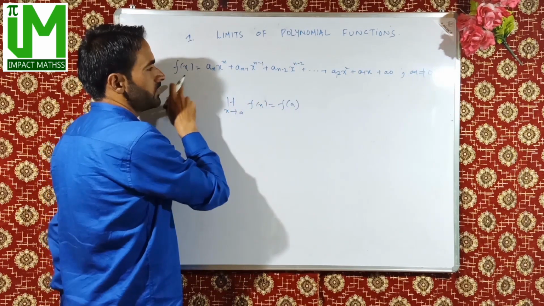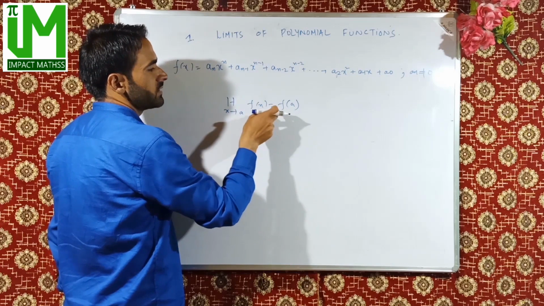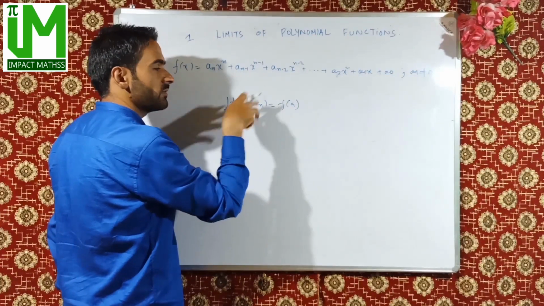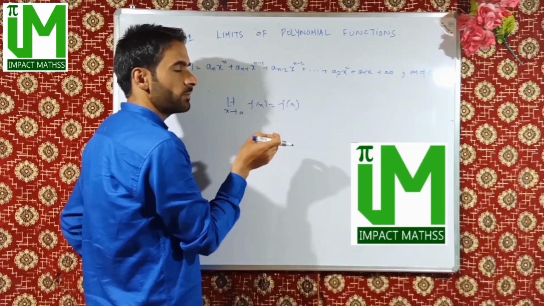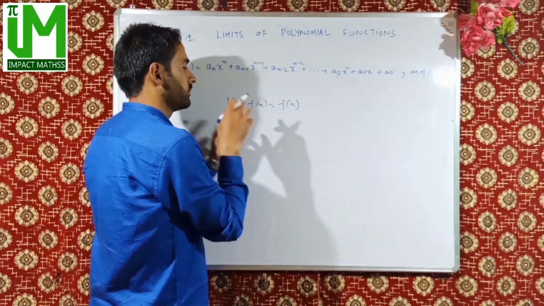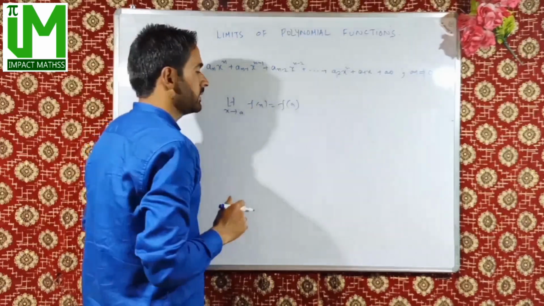इस polynomial function का limit simply it will be the value of the function at that very point. जिस point पे हम limit compute करते हैं उसी point पे इस function का value, that will be the limiting value in this case.